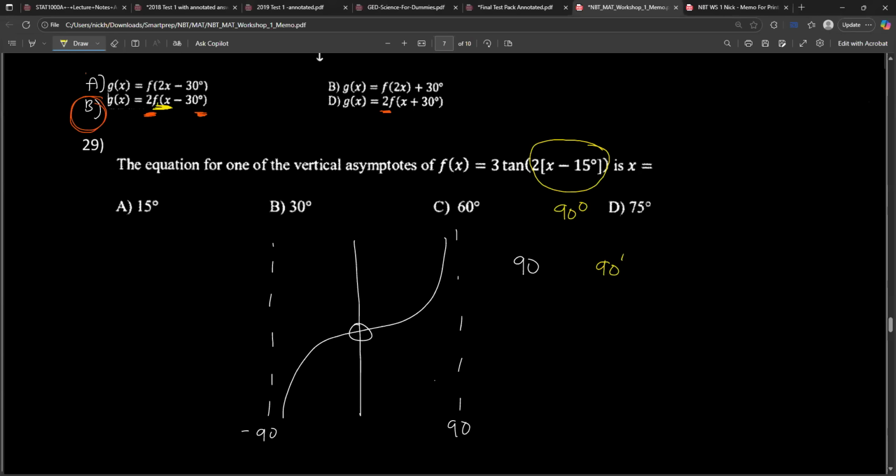But basically what you need to know is this bit here equals 90. Divide both sides by 2, we get x minus 15. 15 to the other side, and we get x equals 60. Okay, so your answer there is 60.